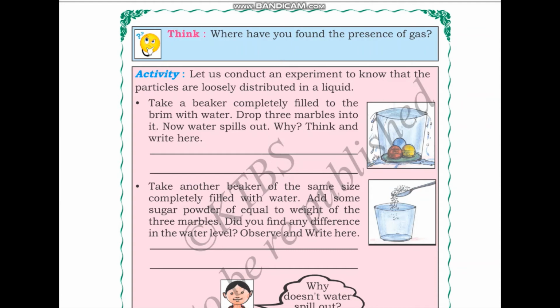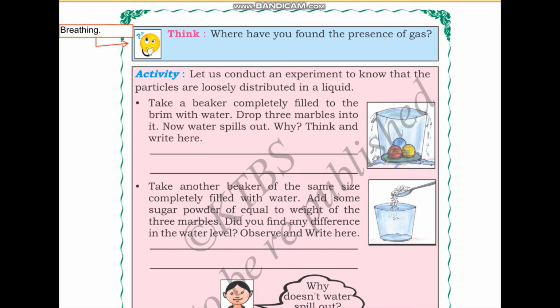The next question is, think, where have you found the presence of gas? So, I will give you one example. When we are breathing, we learned that we need oxygen to breathe in, and oxygen is a gas. So, in our breathing process, we might find the presence of gas.